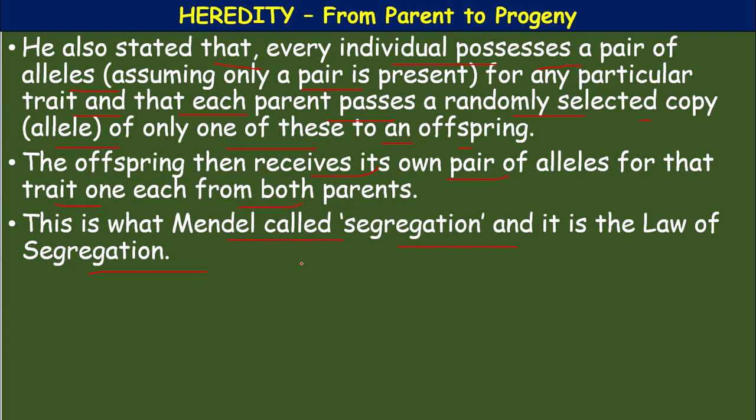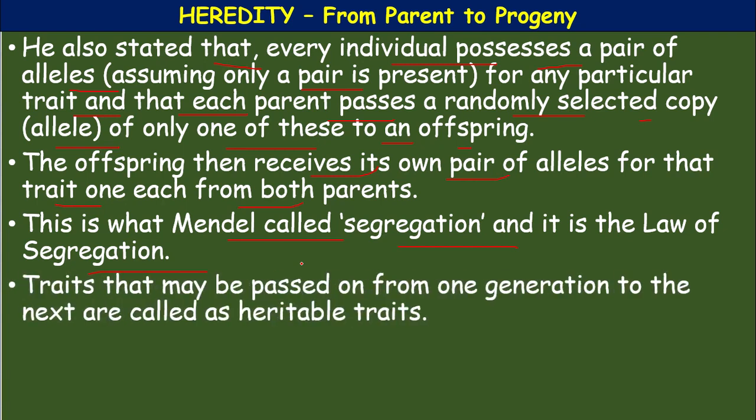This law is known as the law of purity of gametes, because each gamete is pure in itself, having either capital T, the gene for tallness, or small t, the gene for dwarfness. Or here, capital Y, gene for yellow, small y, gene for green.